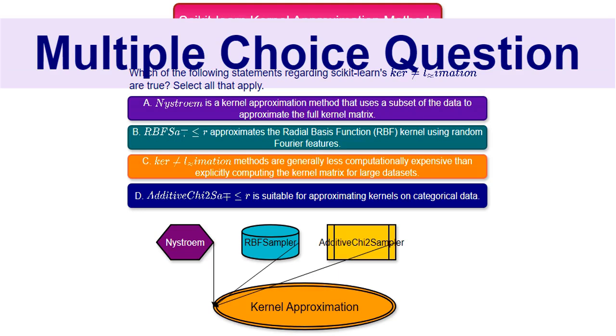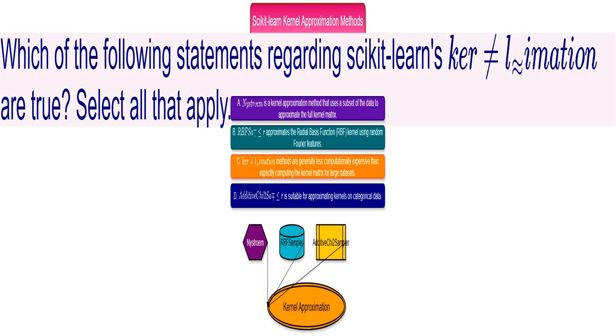This is a multiple-choice question that tests your understanding of the different kernel approximation methods in scikit-learn. You'll need to know which method does what and when to use each one. This question is going to check your knowledge about scikit-learn's kernel_approximation module. You'll be looking at some statements and deciding whether each one is right or wrong based on your knowledge of how the module works and what its different functions are used for.